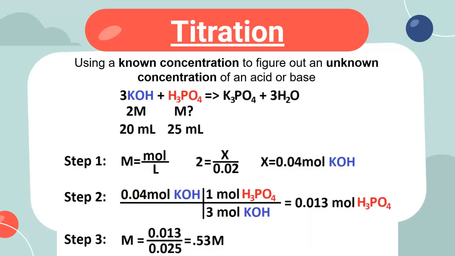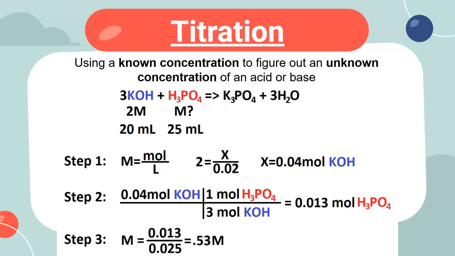In a titration, a neutralization reaction occurs, and it uses a known concentration to figure out an unknown concentration of an acid or a base. So here we have the neutralization reaction of 3KOH plus H3PO4 makes K3PO4 plus 3 H2Os. KOH is our base, and we know that we have 20 milliliters of 2 molar KOH. H3PO4 is our acid, and we know we have 25 milliliters of it, but we don't know the concentration of it. To do this, we have to perform a titration calculation, which is a 3-step process.